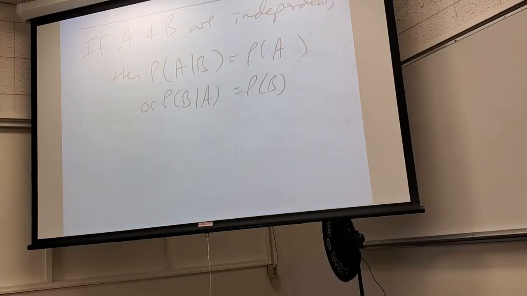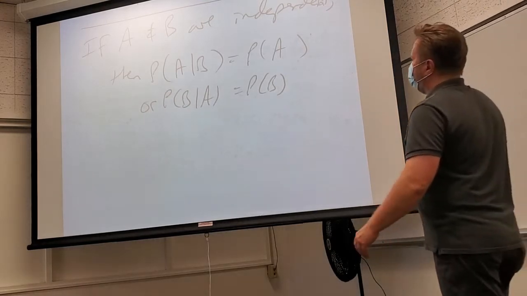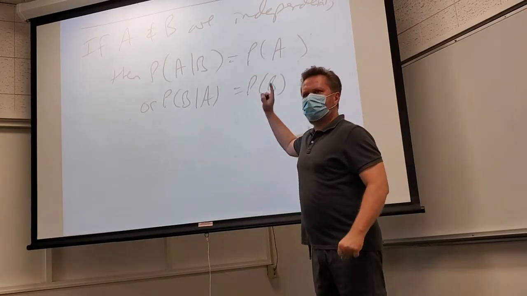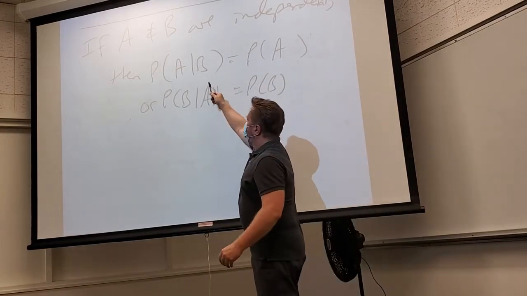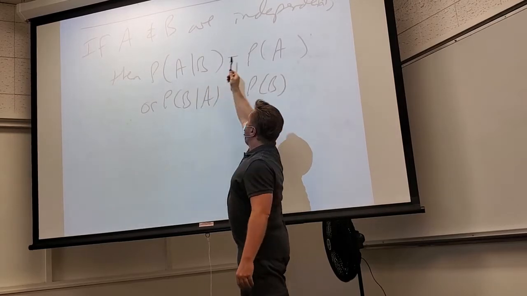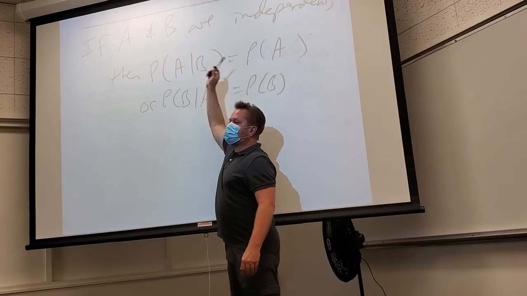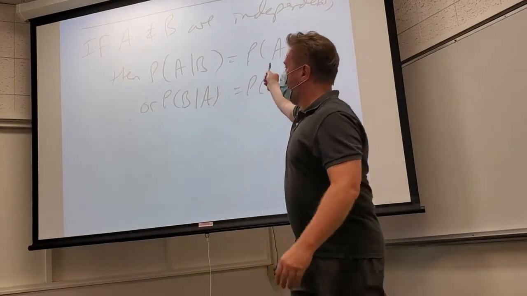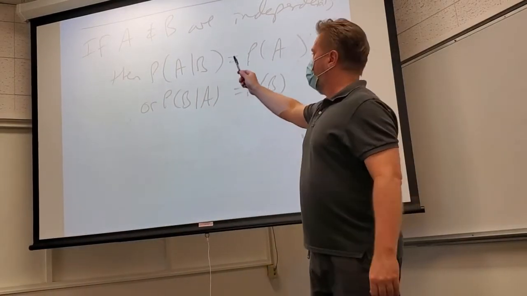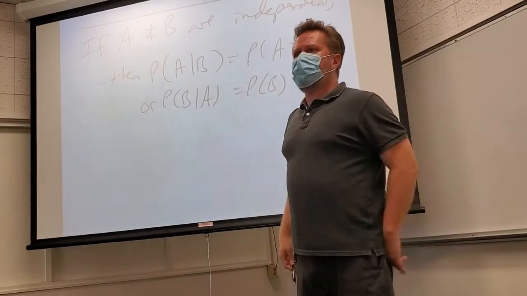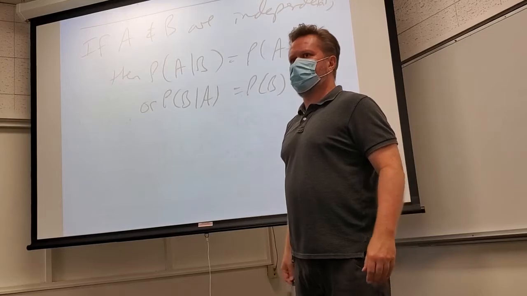This is one of the things, and don't feel bad about this, that frustrates me the most about any class I teach, this idea right here. What does this say? If B happens, does A care? If B happens, does A change? The probability of A given B happened equals the probability of A. Did A care that B happened?